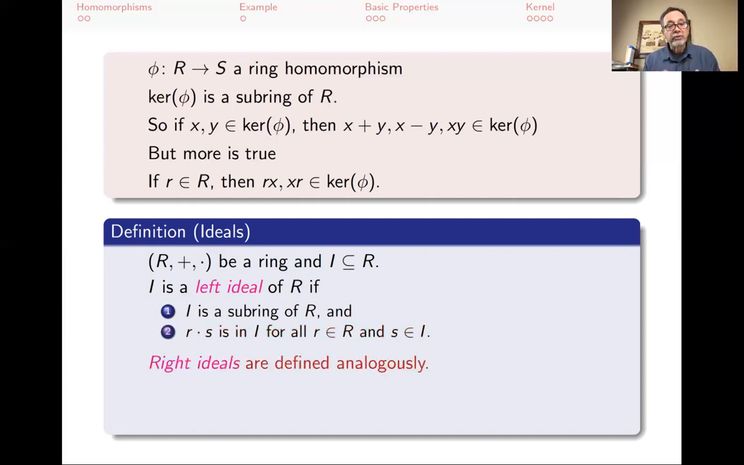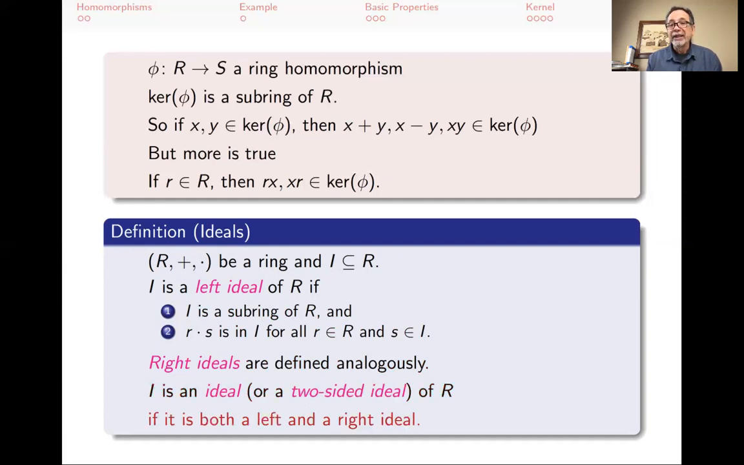Right ideals are defined analogously. If you multiply by r on the right and you stay in the ideal, you say that you have a right ideal. And an ideal, or a two-sided ideal, is when you have both a left and a right ideal. Now, if you're in a commutative ring, which in this course we will be most of the time, then there are no separate left and right ideals. If something is a left ideal, then it's a right ideal and vice versa, because rs is the same as sr. But in non-commutative rings, you have left ideals and right ideals, and they might not be two-sided ideals, or they may be.